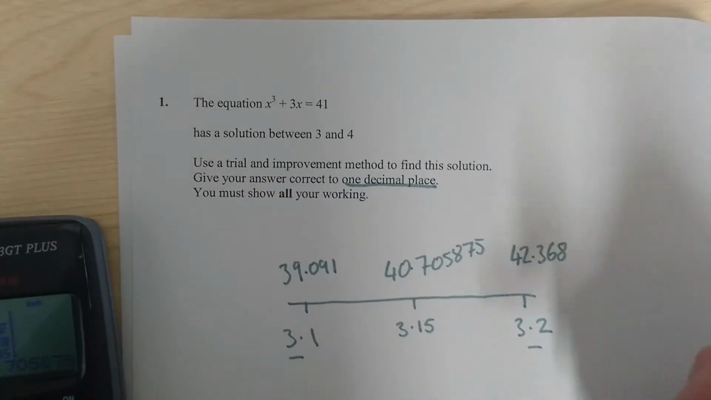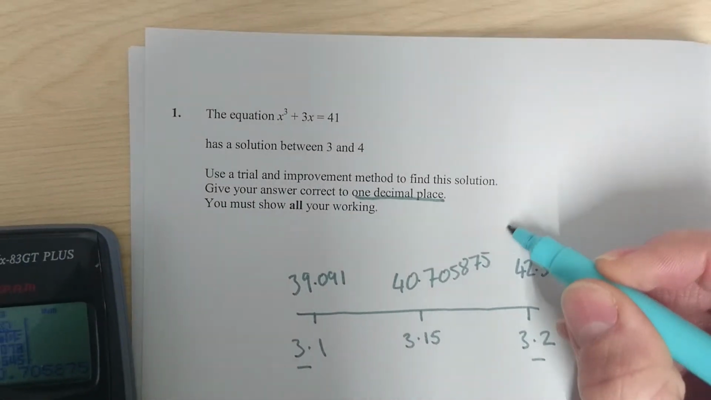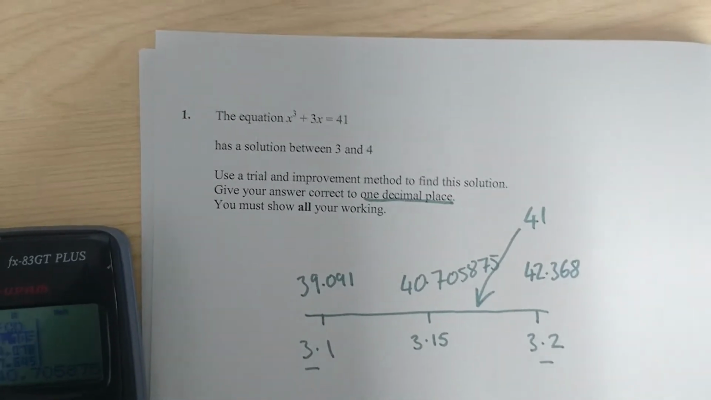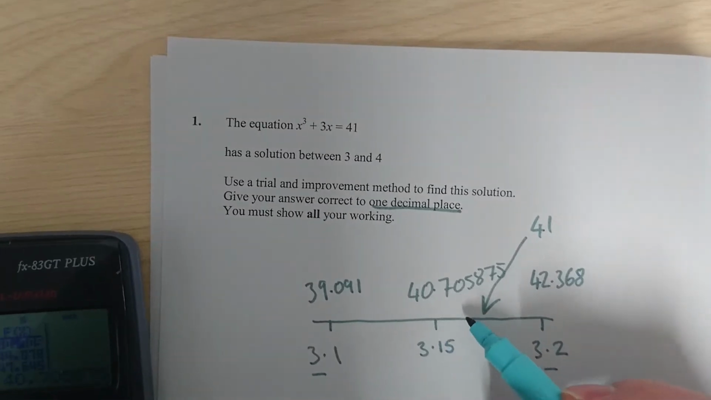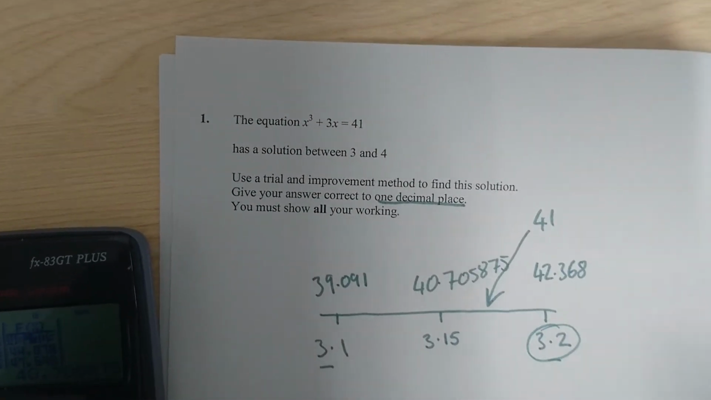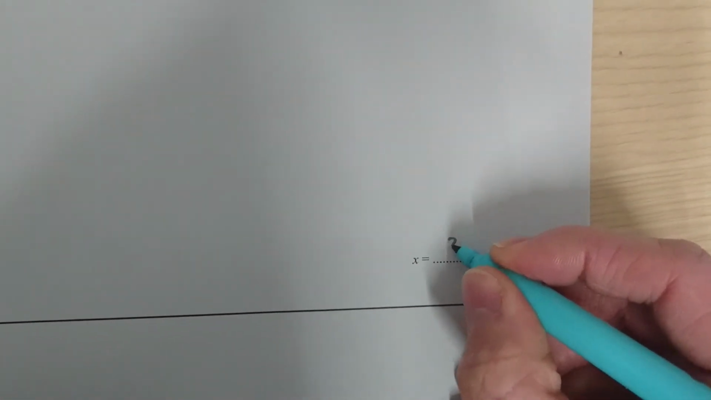So whereabouts is 41 going to sit? Well, 41 is going to sit somewhere in this side of my number line. I don't know exactly where, but I do know that it's definitely going to be to the right hand side, which means it's definitely going to be closer to 3.2. So on my answer line down the bottom goes 3.2.